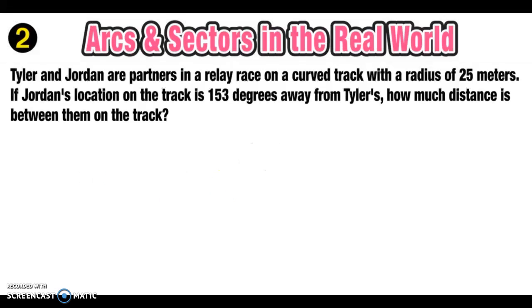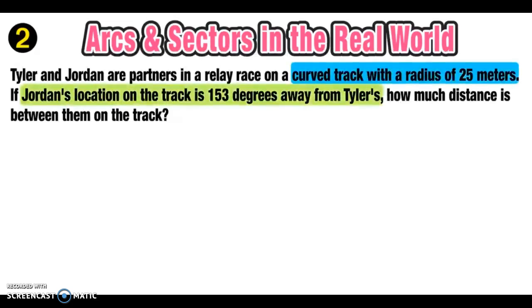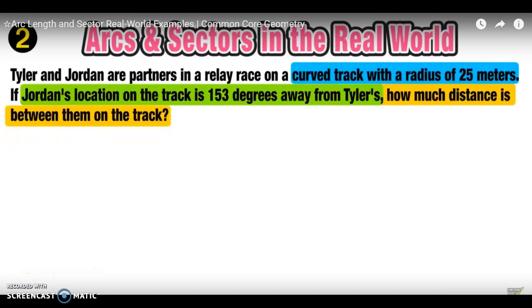So our second example takes us out to a track and field event. Jordan and Tyler are teammates and partners on a relay race, and they're running on a curved track with a radius of 25 meters. We also know that Jordan's location is 153 degrees away from Tyler's. Now what we want to find is the distance on the track.